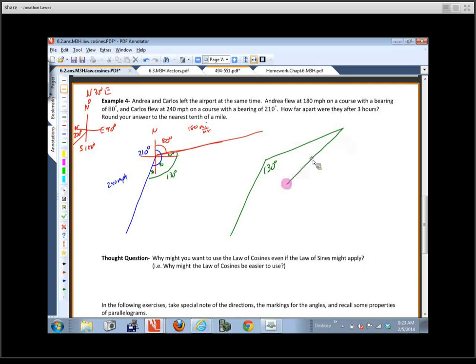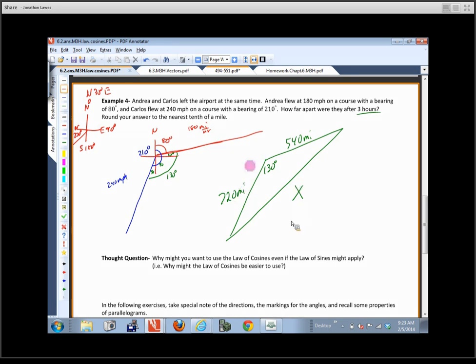Now, what we're really after is, what is that distance there? I've put 180 miles per hour here, and I've put 240 miles per hour here. Do I write 180 and 240? Nope. How long did they go? 3 hours. So I multiply this by 3, I get 540 miles. So she's 540 miles away from the airport at that point. And I multiply this by 3, and this guy's 720 miles away from the airport.